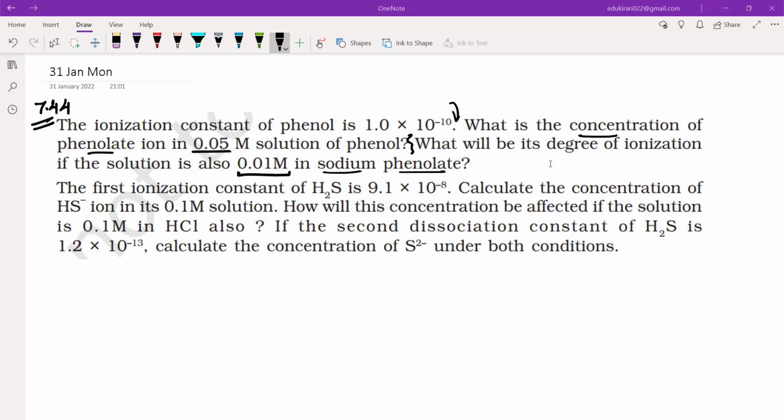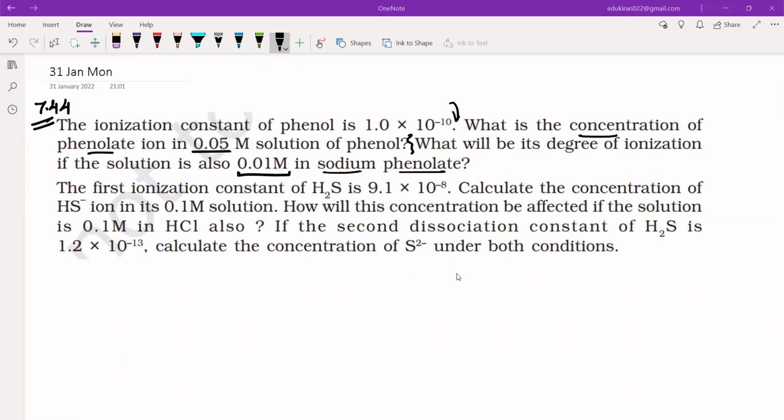So similarly, you can do the next question also, right? Sir, I couldn't figure out what was going on in the question. In the next question, right? Yes, sir. Okay. First ionization constant of H2S is this much.